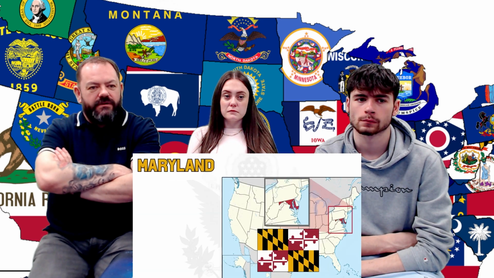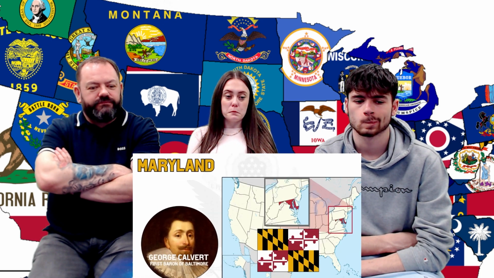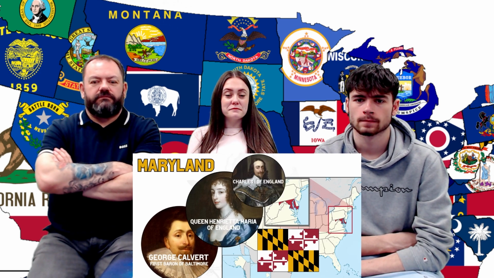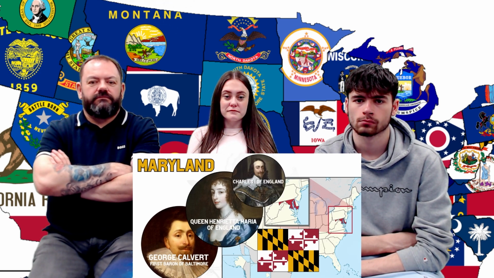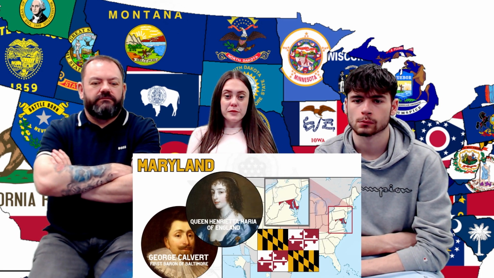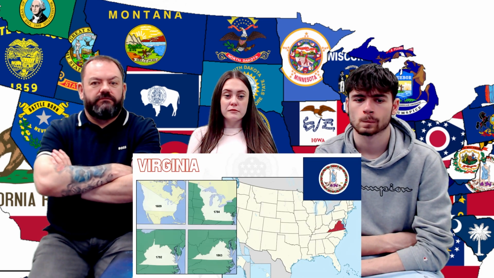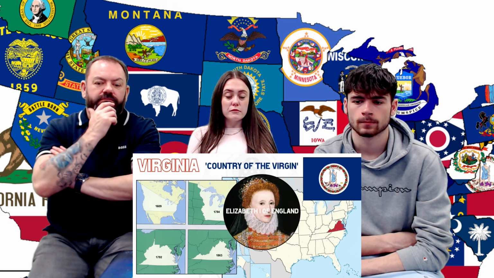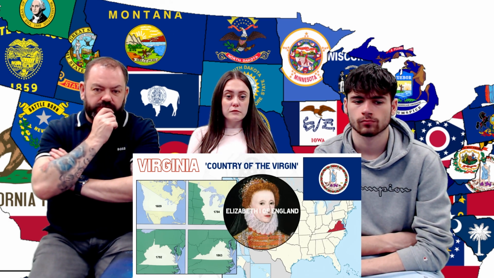And Maryland, named by George Calvert, the first Baron of Baltimore, after Queen Henrietta Maria, wife of King Charles I of England. Although some Catholic scholars believe the Baron named the province after Mary, the mother of Jesus. Virginia was the first British colony in continental North America. Its name at the time meant Country of the Virgin, after Elizabeth I of England, who was known as the Virgin Queen because she never married.